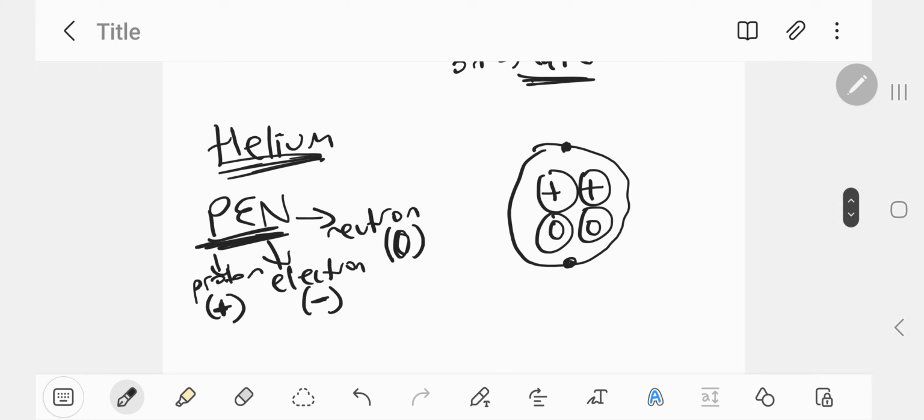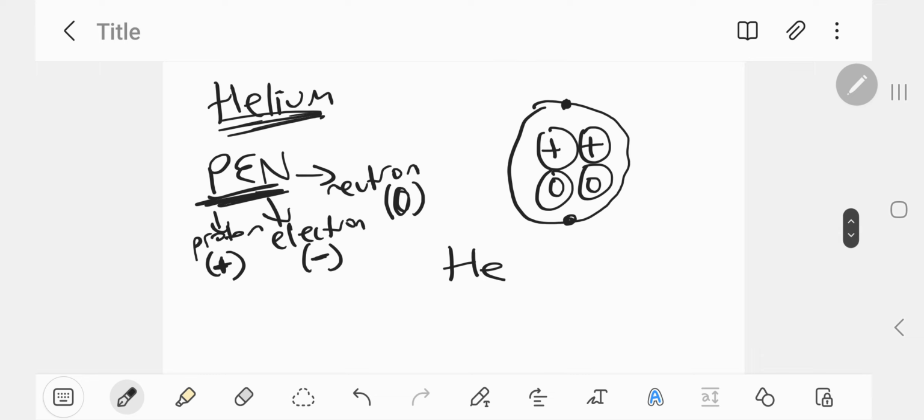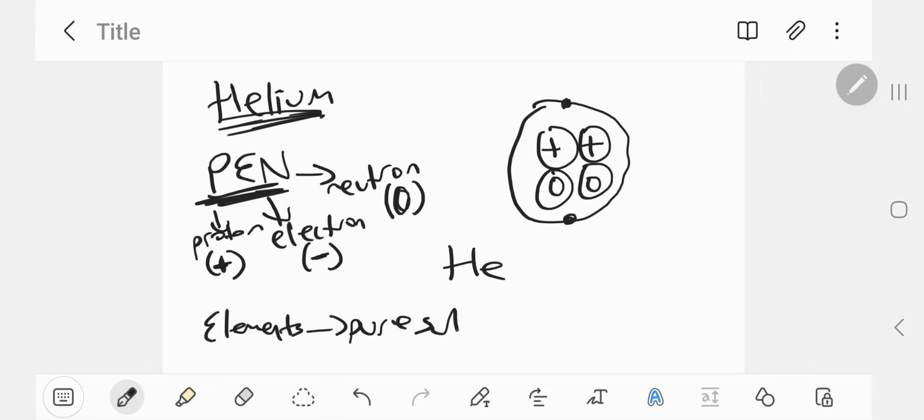So how do we know that helium has 2 protons, 2 neutrons, 2 electrons? Well, on the periodic table, it typically looks like this. So the periodic table, just to recap, is basically a chart of all the known elements in the universe. Elements are pure substances. These are made of only one type of atom.